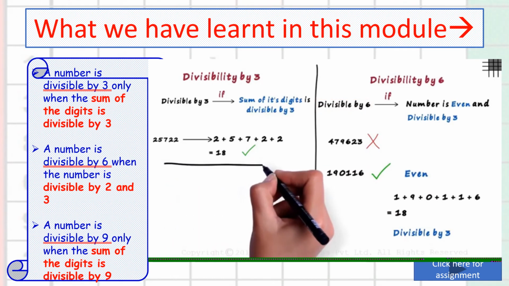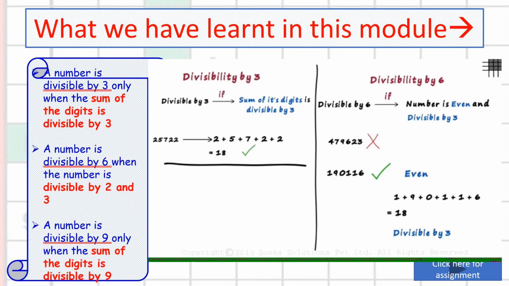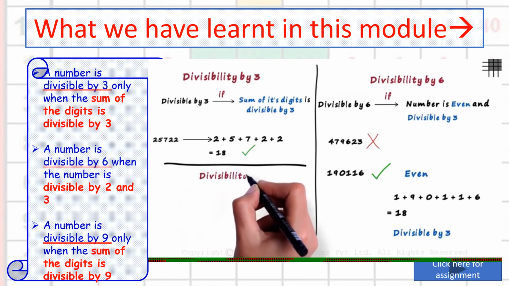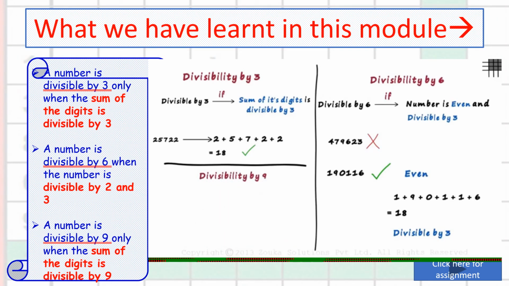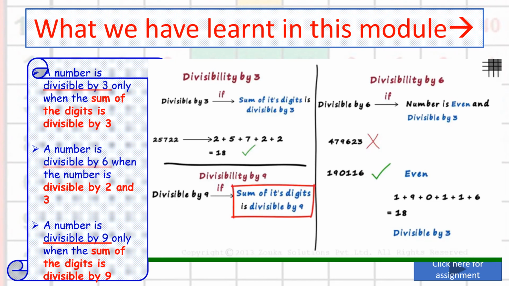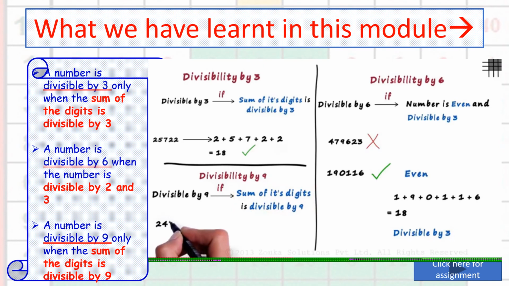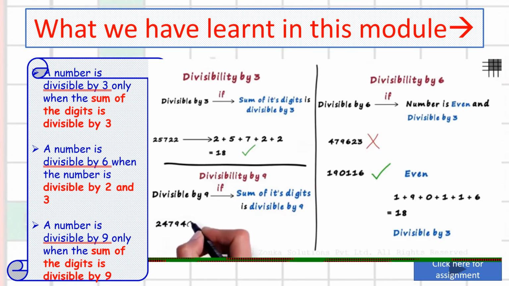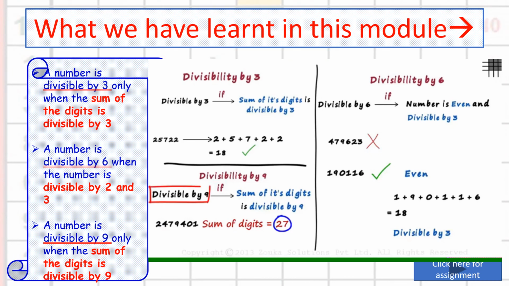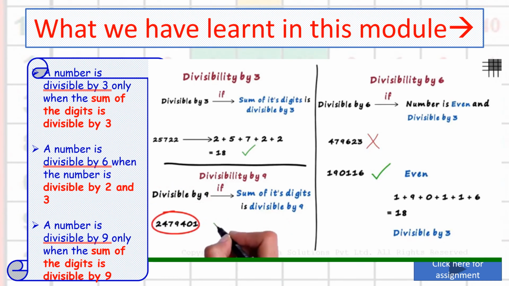Now we come to the final divisibility test of this video. The test for divisibility by 9 is similar to that of the test for divisibility by 3. A number is divisible by 9 if the sum of its digits is divisible by 9. Is 2,479,401 divisible by 9? The sum of the digits equals 27. Since 27 is divisible by 9, this number will also be divisible by 9.